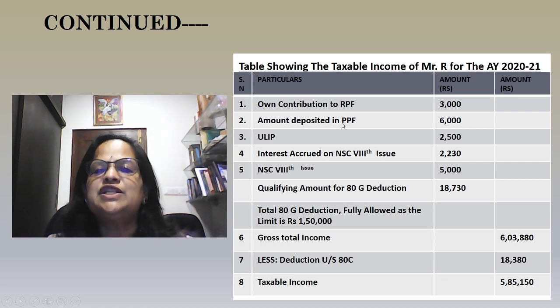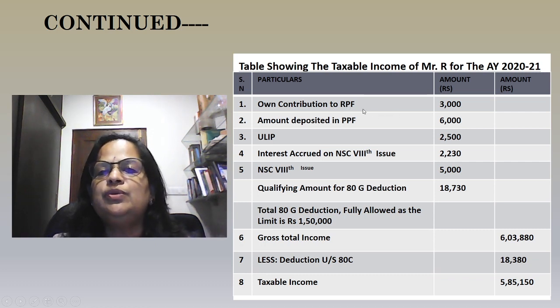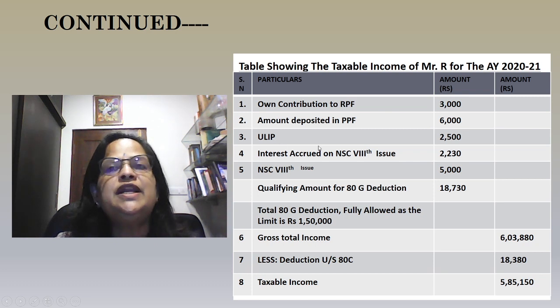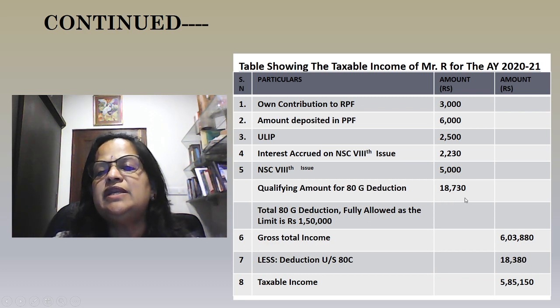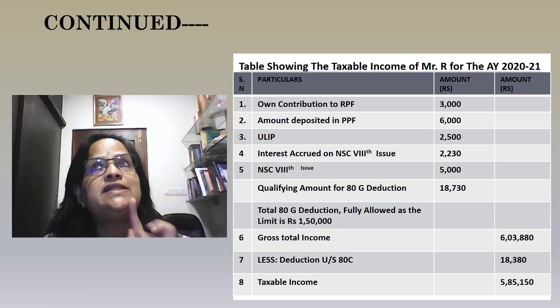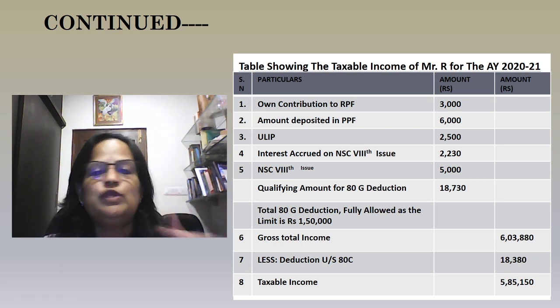Own 80C deduction we have to see. So own contribution to RPF 3,000 eligible for 80C. Amount deposited in public provident fund eligible 6,000. Unit linked insurance plan eligible 2,500. Interest accrued on NSE 8th issue 2,230. So NSE 8th issue, the investment made is 5,000. Qualifying amount for 80C deduction, it is not 80G, 80C deduction, 18,730. So 80C deduction is fully allowed as the limit is 1,50,000. It's not 80G, it's a mistake, it's 80C. 80G is for donations, this is for investments, 80C.